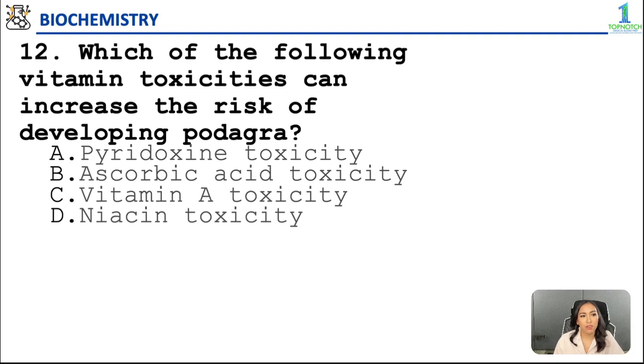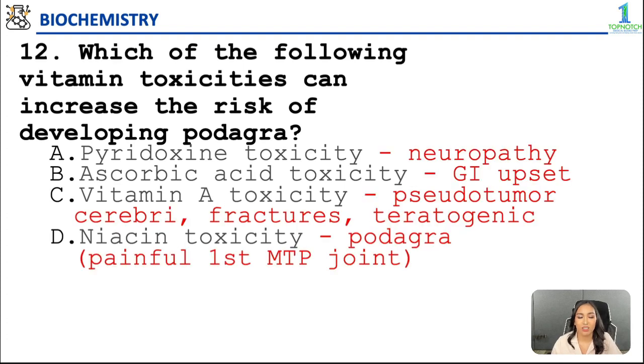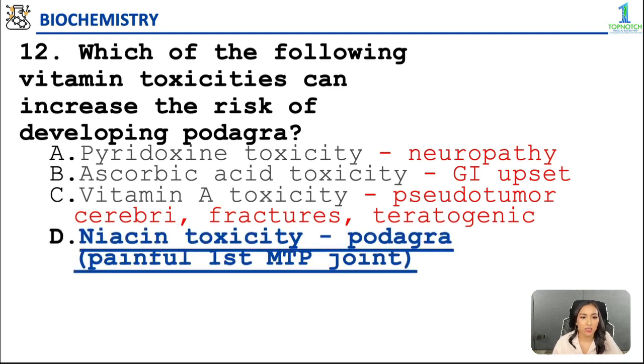Okay, number 12. Which of the following vitamin toxicities can increase the risk of developing podagra? Okay, so let's look at the choices. Letter A. Pyridoxine toxicity usually causes neuropathy, while ascorbic acid toxicity usually causes GI upset. And vitamin A toxicity can cause pseudotumor cerebri, fractures, and it's teratogenic in pregnancy. So the correct answer would be niacin toxicity, also known as podagra. What's podagra? It's the painful first metatarsophalangeal joint.